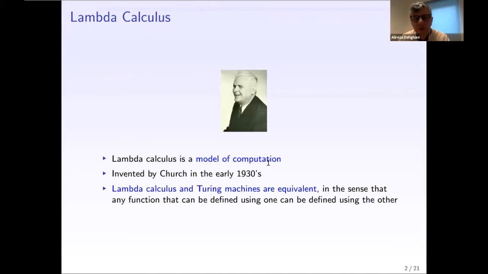Lambda Calculus is a model of computation. It was invented before the Turing machine, invented by Church in the early 1930s. Lambda Calculus and the Turing machine are equivalent in the sense that any function that can be defined using one can be defined using the other. So like I said, they are doing the same.